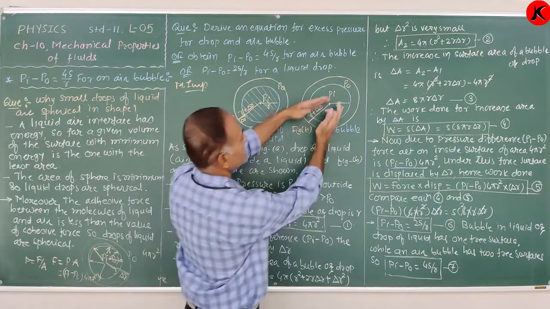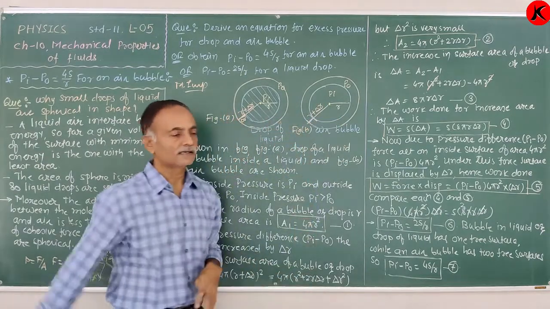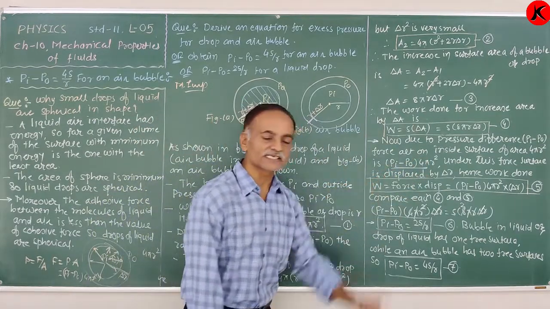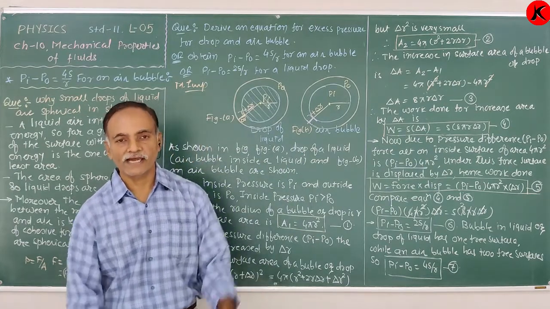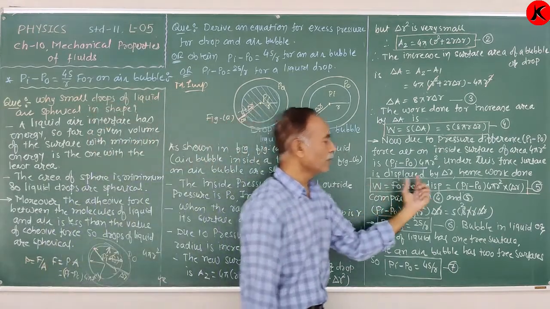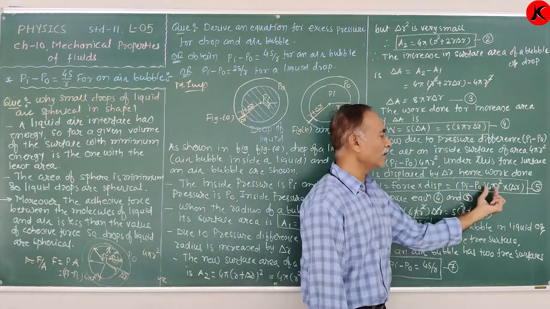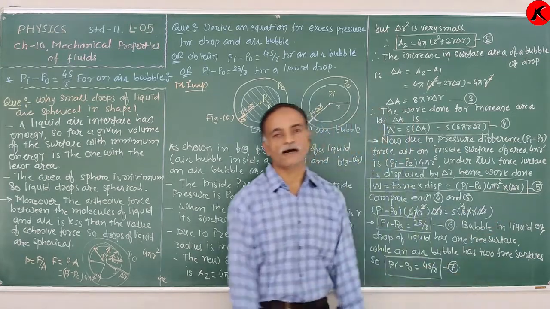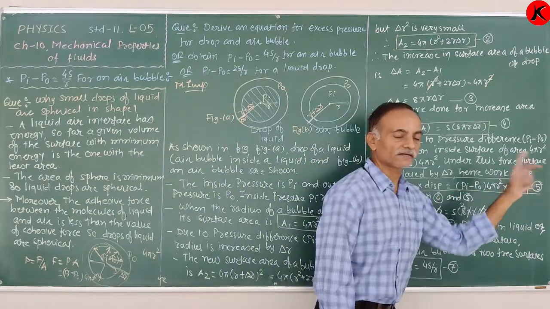Under this force, the surface is displaced by the distance delta R. Therefore, the work done is force into displacement. Therefore, W is equal to force into displacement. How much force acts? Pi minus Po into 4 pi R square. And what is the displacement? Delta R. Thus, we obtain another equation of the work done, equation number 5.